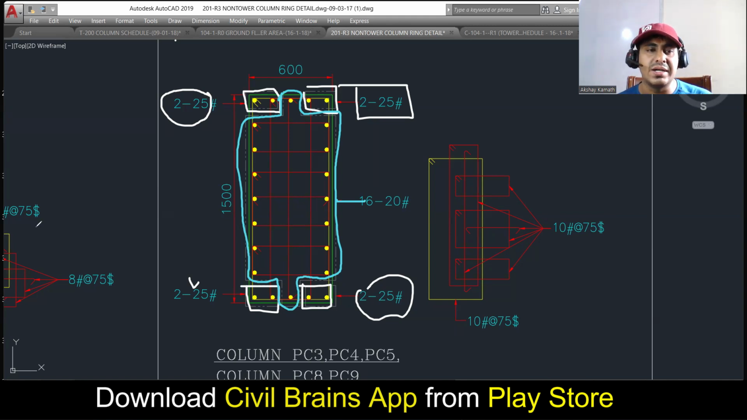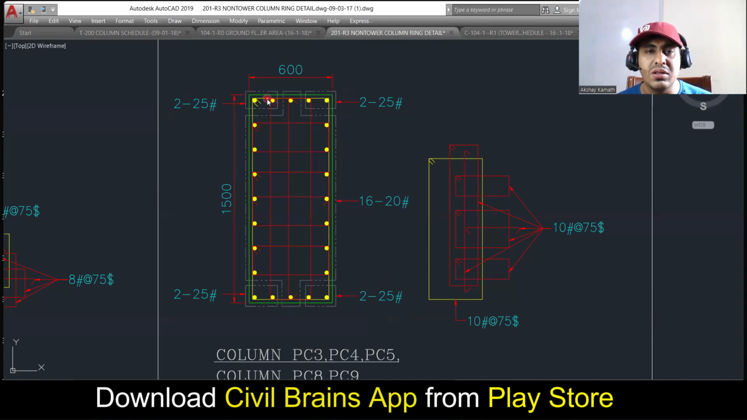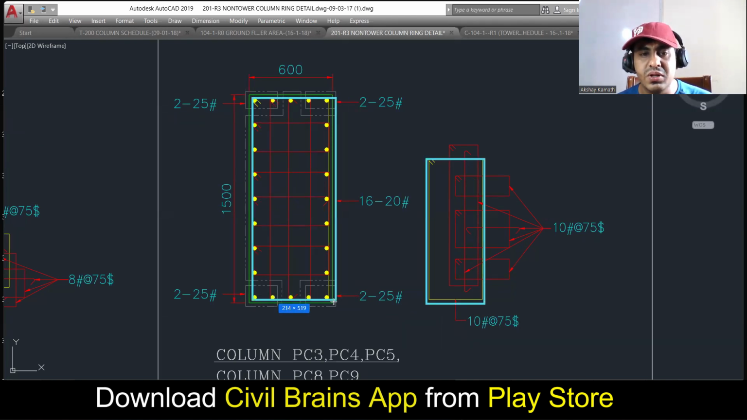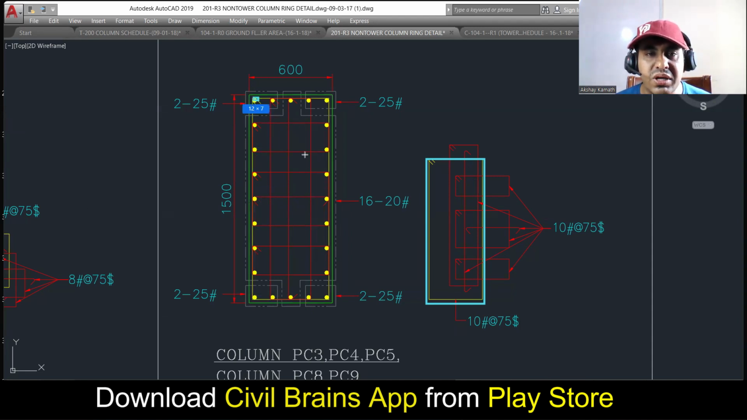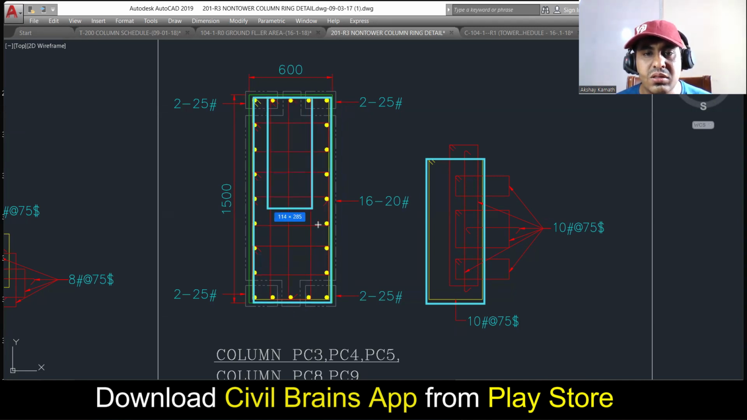Now coming to the lateral ties. Lateral ties are very simple. How to understand? One is your main ring. This is your master ring. After the master ring, you have to provide one more ring in the middle. This is that another middle ring, which is mentioned here.